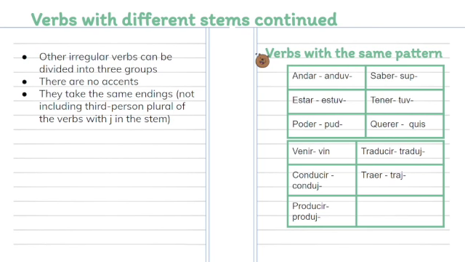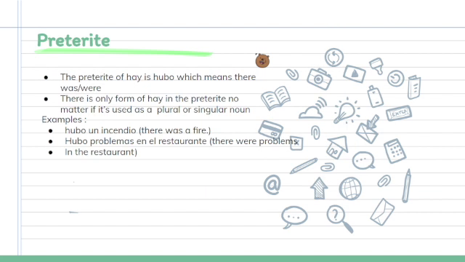The preterite of hay is hubo, which means there was or there were. There is only one form of hay in the preterite, no matter if it's used with a plural or singular noun. An example of using it would be hubo un incendio, which means there was a fire. Another example would be hubo problemas en el restaurante, which means there were problems in the restaurant.